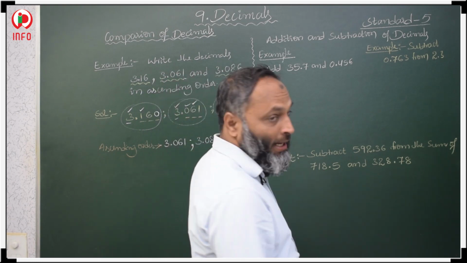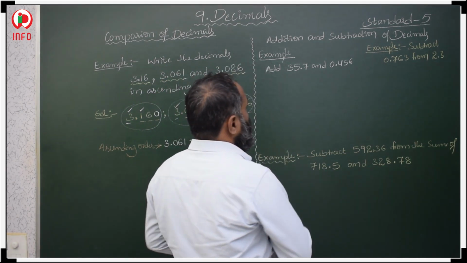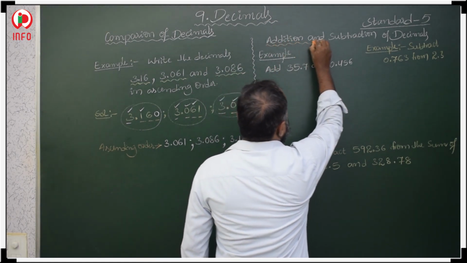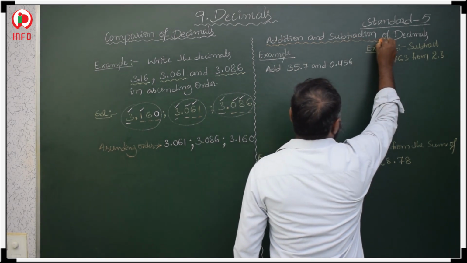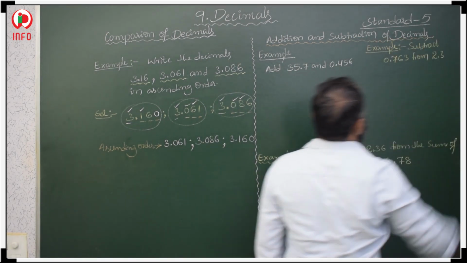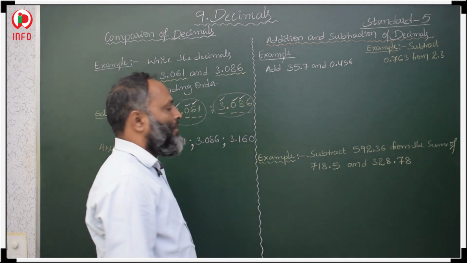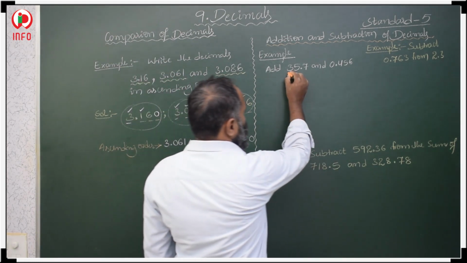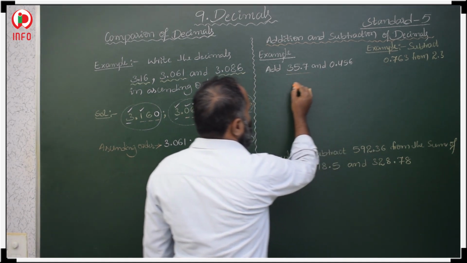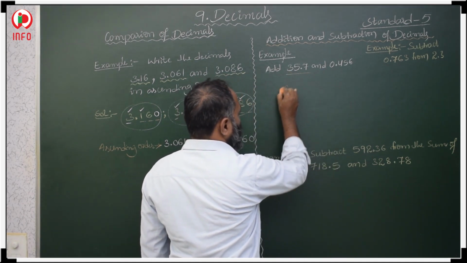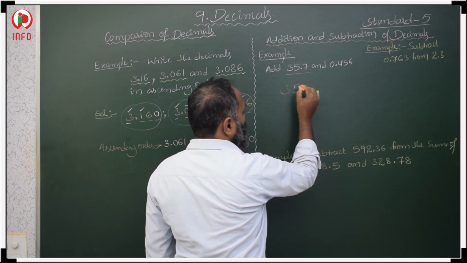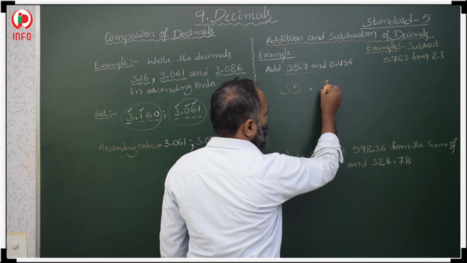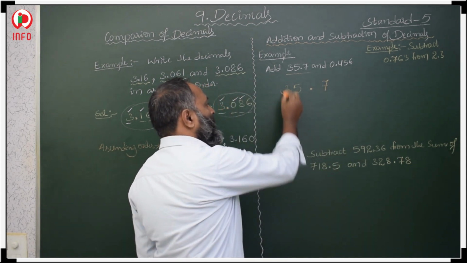Now the next concept is addition and subtraction of decimals. What is the next concept? Addition and subtraction of decimal numbers. Then how to add and how to subtract. So when decimal numbers are given, the first one is 35.7. First 35, now point here and here 7, okay, 35.7.